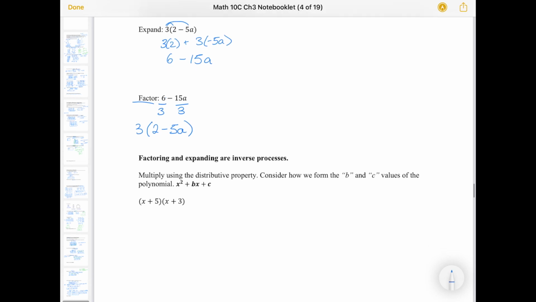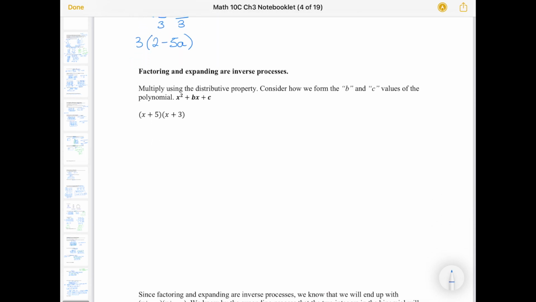That's important, especially this next question here. So we're going to multiply using the distributive property and consider how we form the b and c values of the polynomial. So what this is saying, I'm going to multiply this up. I'm going to use the distributive property, not the area method, and then we're going to talk about b and c. So that's the coefficient, the number in front of the term with an x, and the constant that doesn't have an x with it.